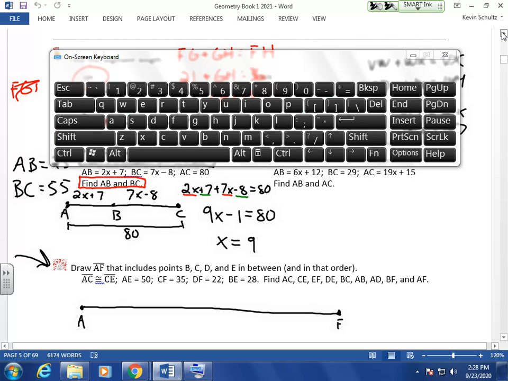Okay, there's segment AF. Before I start plotting points B, C, D, and E, I'm going to read through my given information here. It says segment AC is congruent to segment CE. What does that tell me? That if AC is congruent to CE, yeah. The same length. So as far as where point E goes, I'm just going to put it over here. If point E is there, where should point C go?